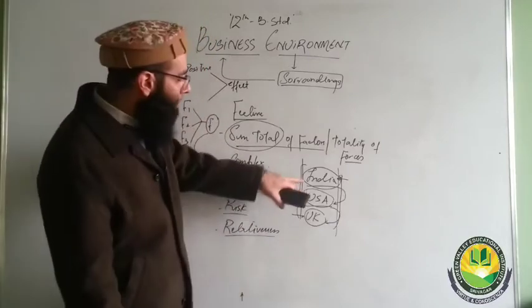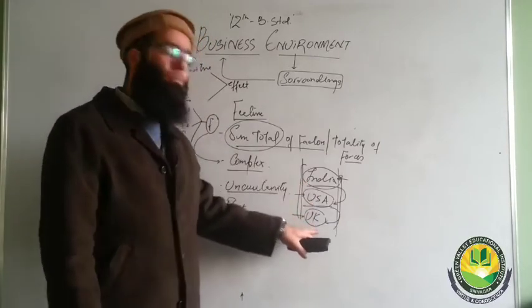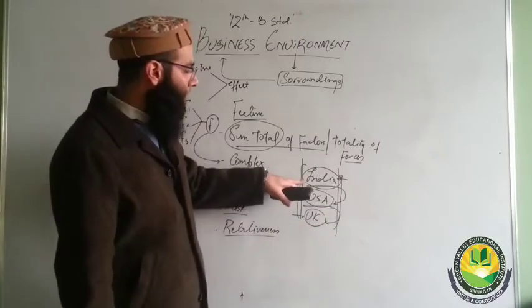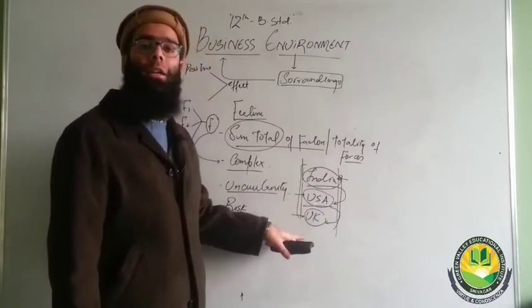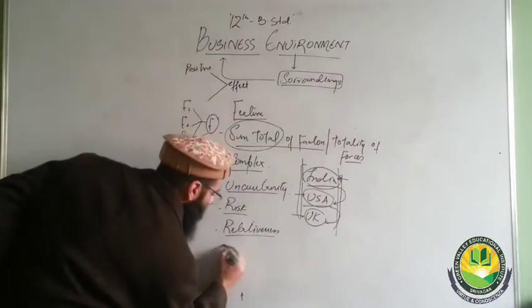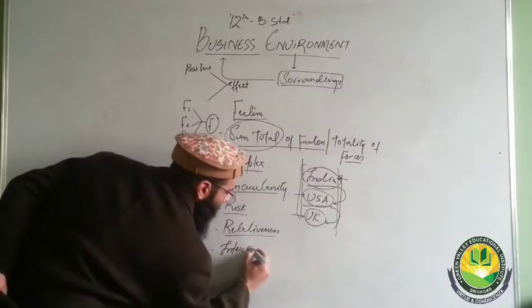Technological environment may be very important in India, but may not be in the US and UK. Political environment may be very important in India, but may not have the same impact in the US or UK. So that is relativeness. Then interrelated.